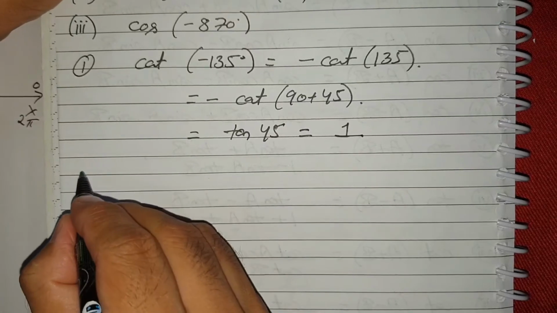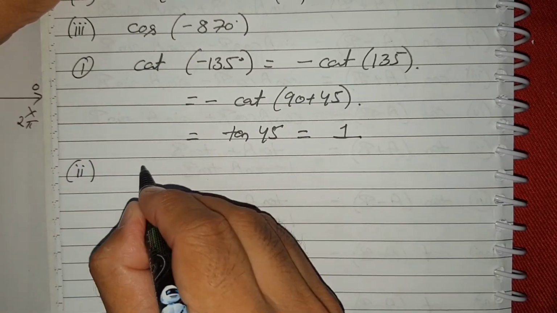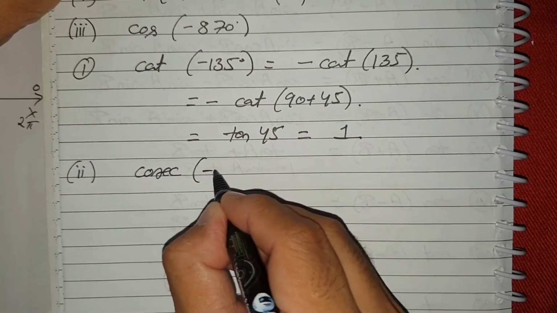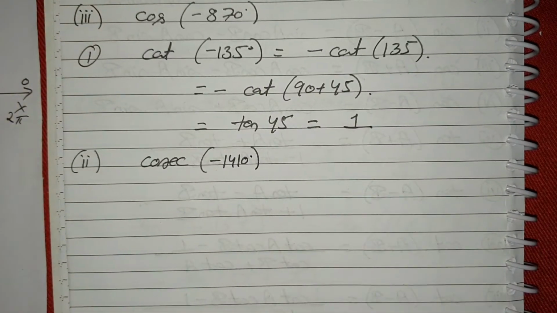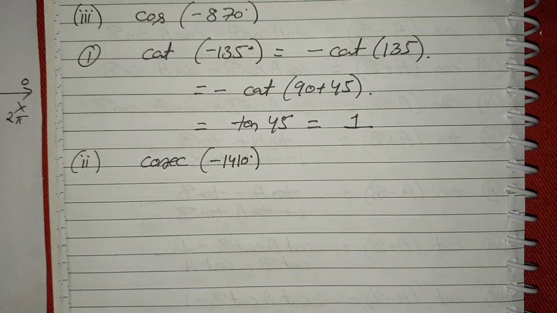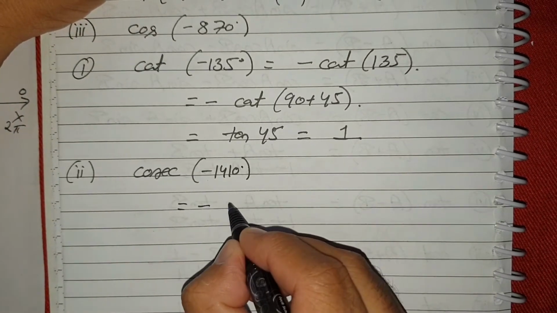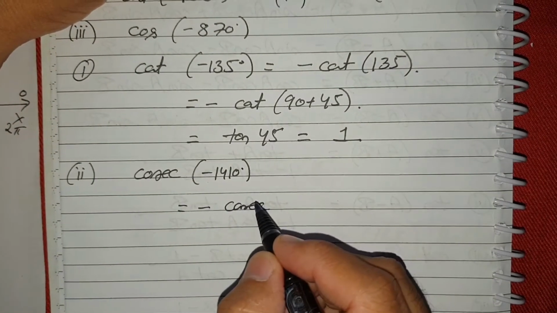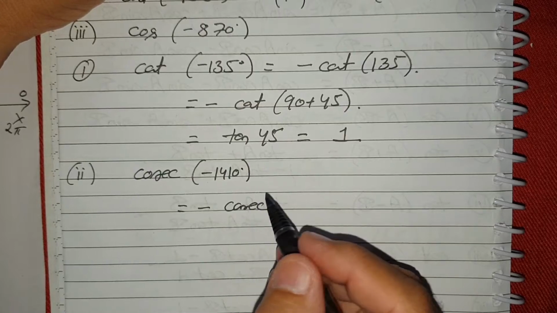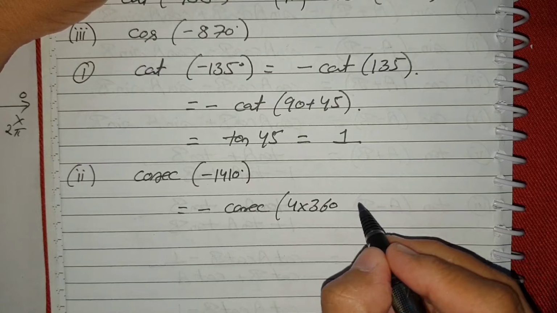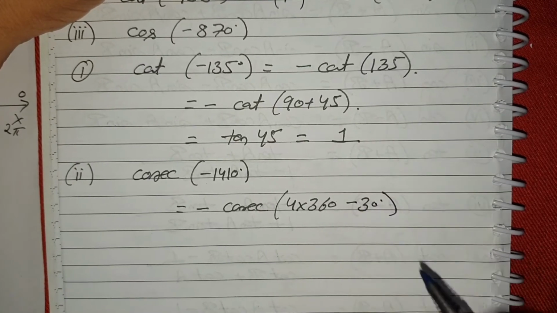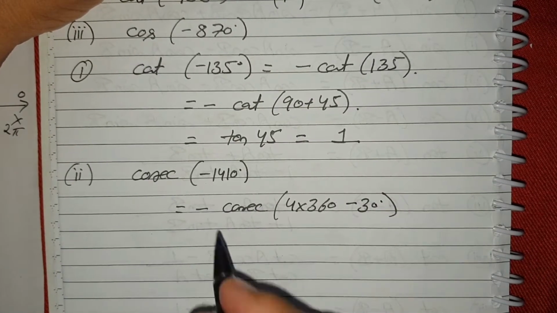Okay. The next question is cosec minus 1410 degree. Now in this case, we are not changing it to pi or radian. Cosec, we can write minus cosec. Now 1410 degree, we can write this as 4 into 360 minus 30 degree, in terms of 360.